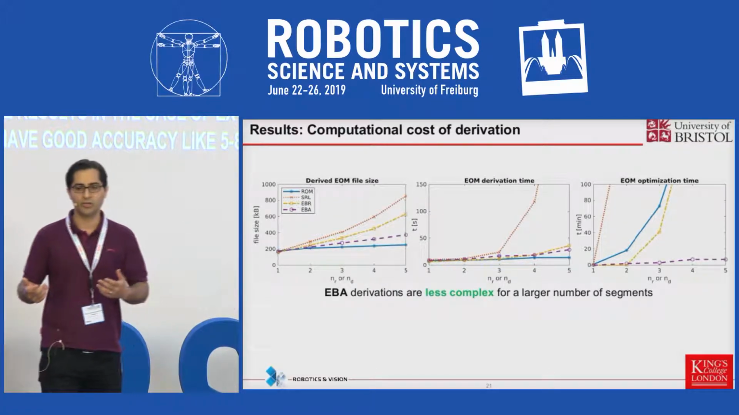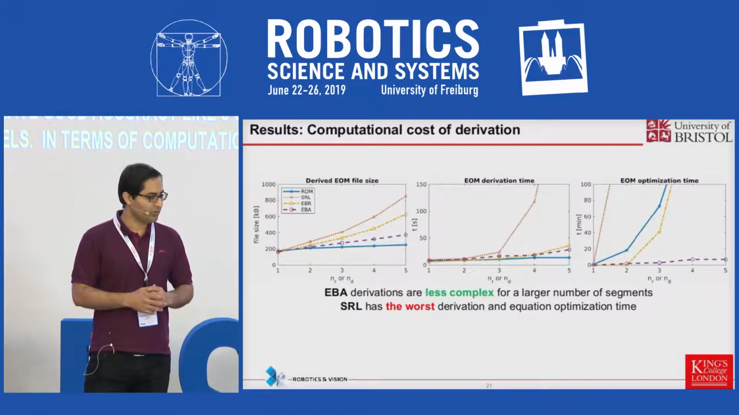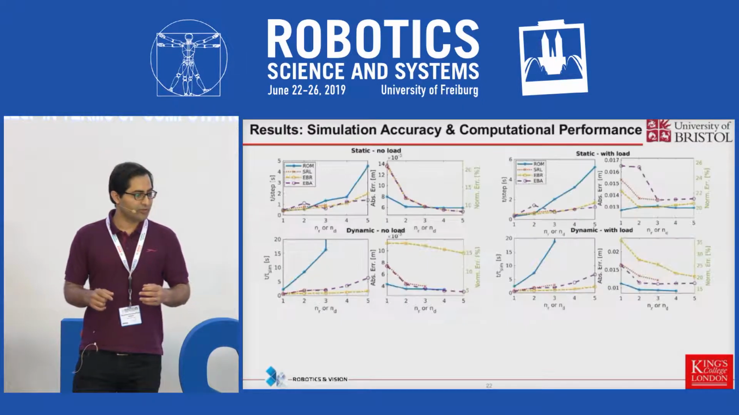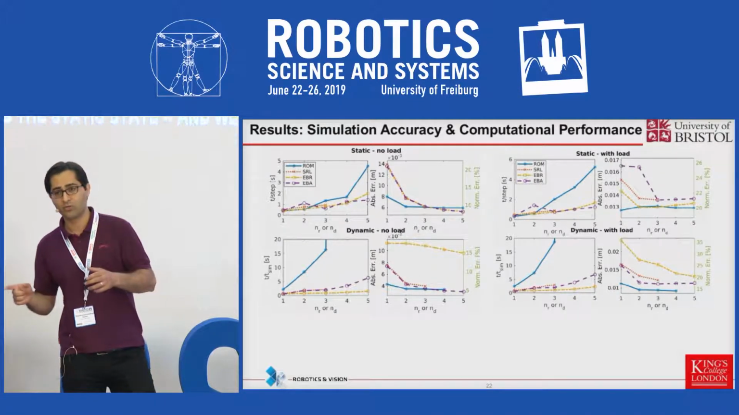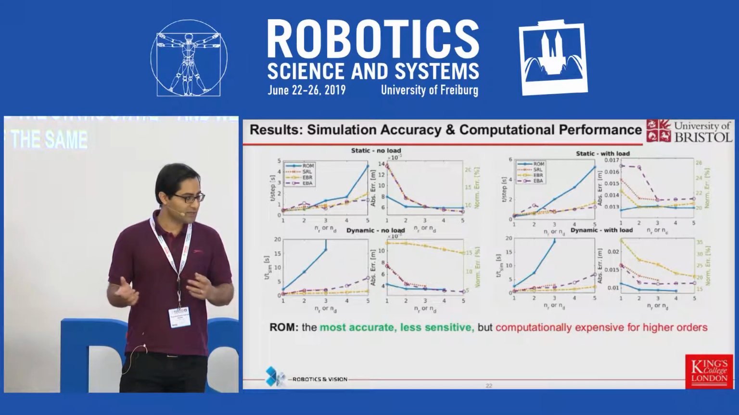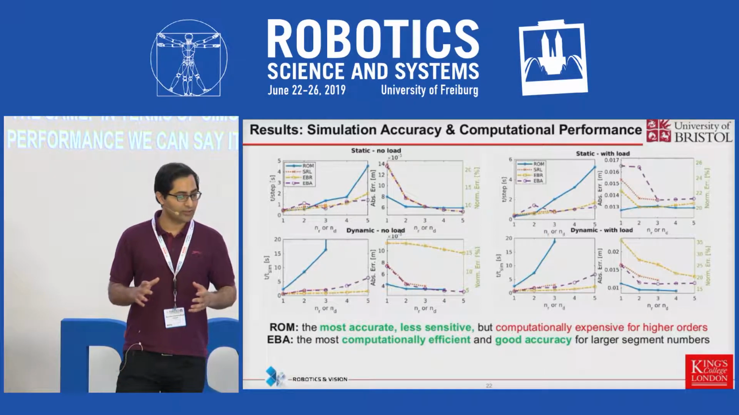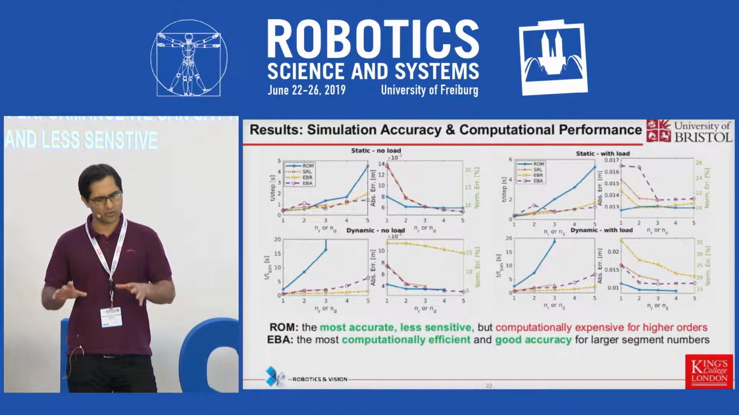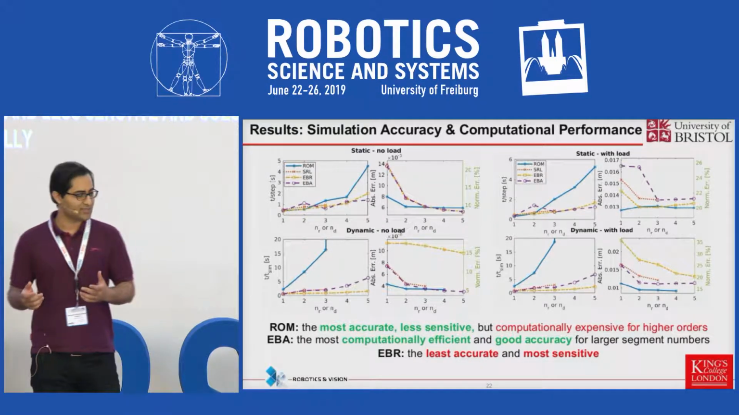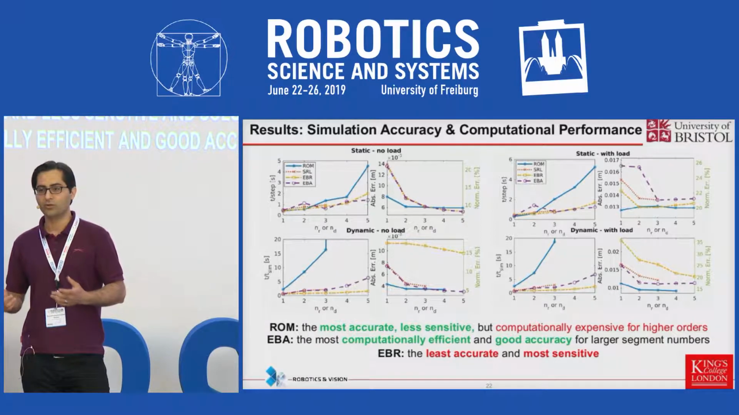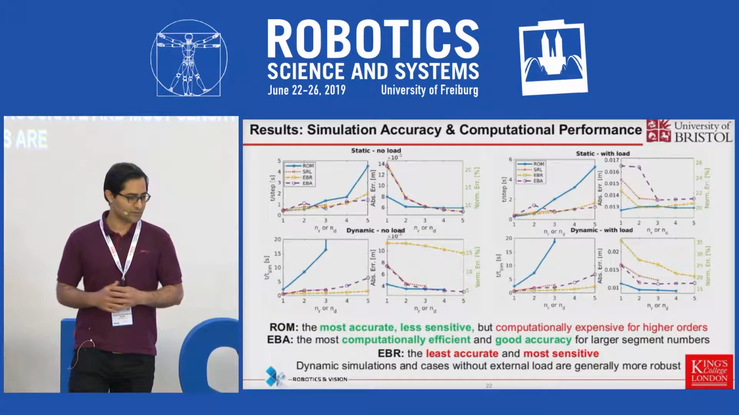In terms of computational costs of derivation, using absolute state is the least complex. Using serial rigid links is the worst, and reduced order model is kind of the same. In terms of simulation accuracy and computational performance, we can say reduced order model is the most accurate and least sensitive. Using absolute state is the most computationally efficient with good accuracy, and using relative states is the least accurate and most sensitive. In general, dynamic simulations are more robust than the static ones.